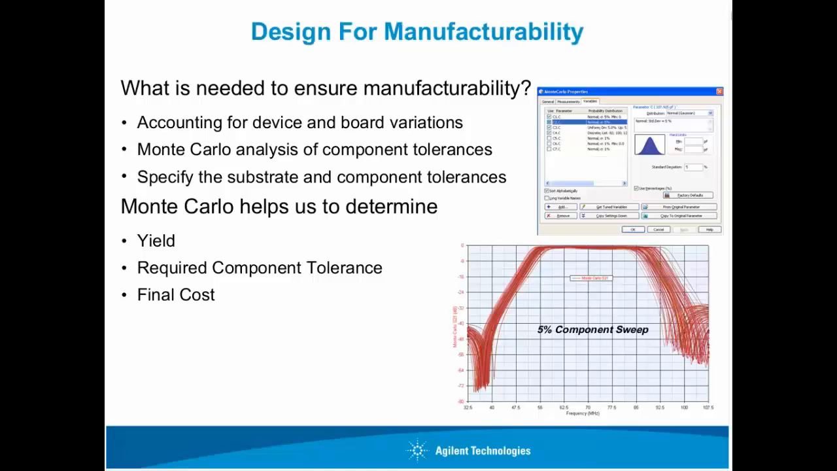So the next step is design for manufacturability. We need to make sure that we can build it and that we're going to get good yield in manufacturing. And so included is Monte Carlo analysis and yield analysis in Genesys. And we can run Monte Carlo and yield analysis to determine what our required final tolerance will be and what the final cost will be. As you know, higher tolerance parts are usually more expensive.